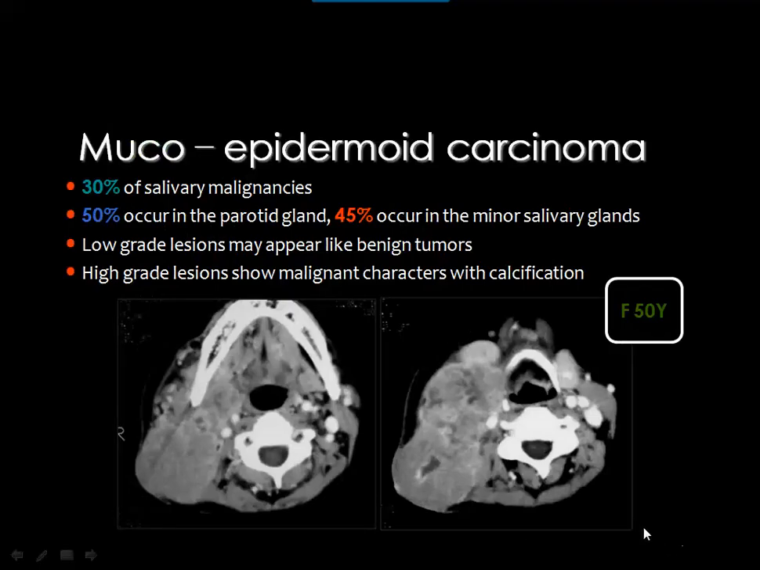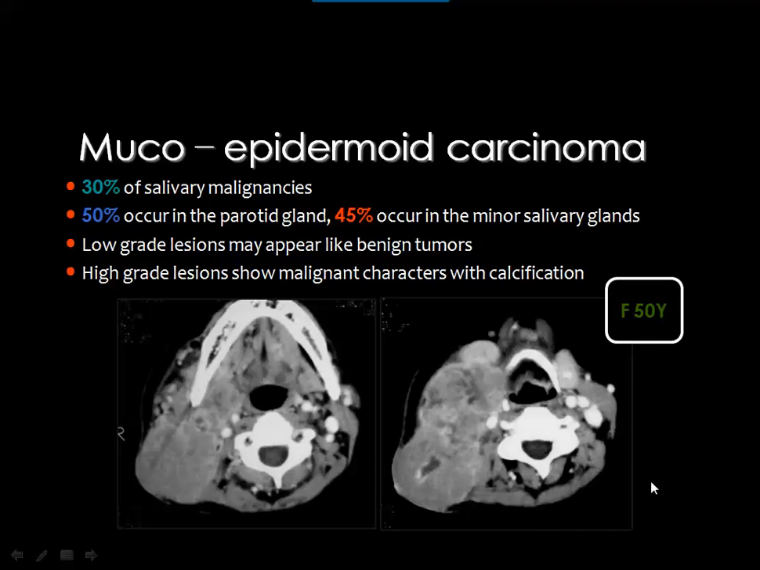Then the malignant epithelial tumors are in the group of carcinomas, like the mucoepidermoid and adenoid cystic carcinomas. The mucoepidermoid carcinoma represents about 30% of the salivary gland malignancies, and is more common in the parotid, less common in the other salivary glands.